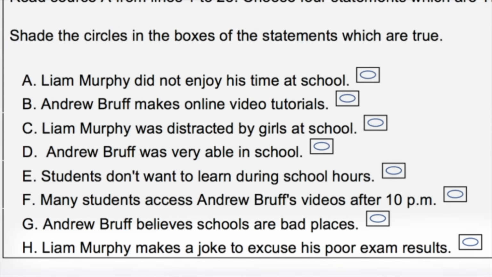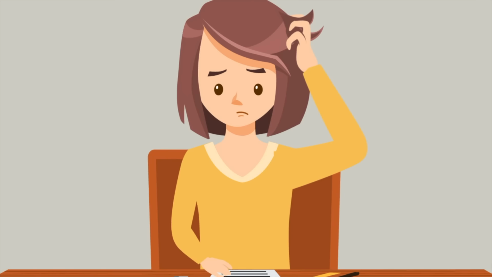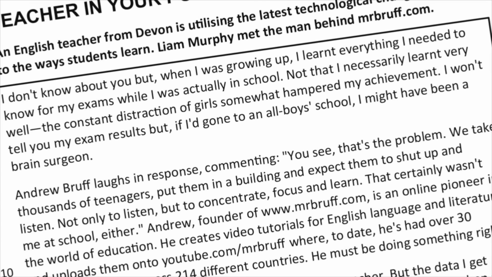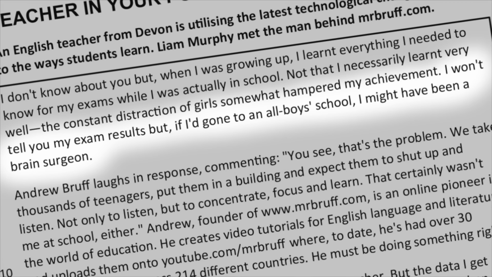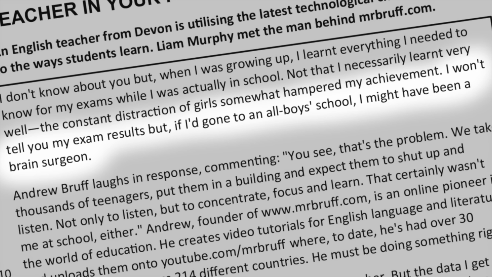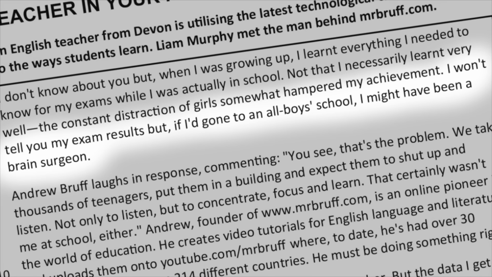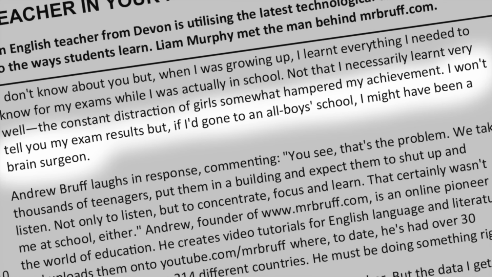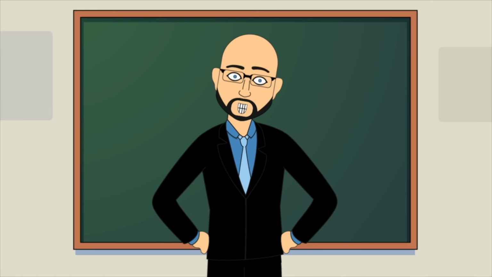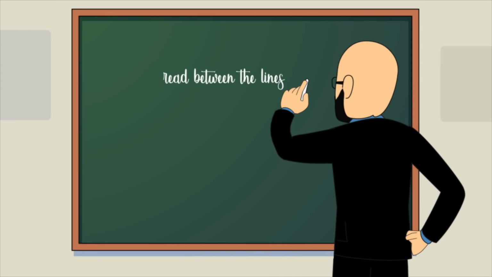Look at statement H. Liam Murphy makes a joke to excuse his poor exam result. Now, there is nowhere in the text that explicitly says Liam Murphy makes a joke to excuse his poor exam results. What you have to do is read the line, "I won't tell you my exam results, but if I'd gone to an all-boys school, I might have been a brain surgeon," and actually infer from that A, this is a joke, and B, the joke is excusing his poor exam results. Now, that is true, but the point I'm making is that you have to read between the lines to work it out. And there are other challenges too.